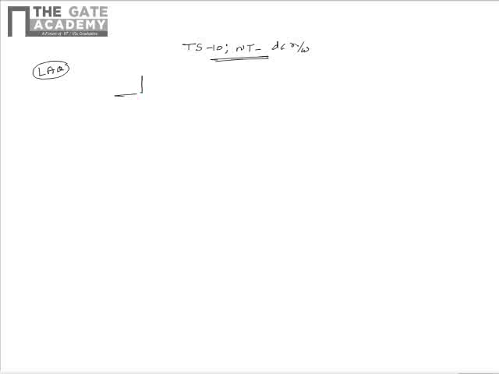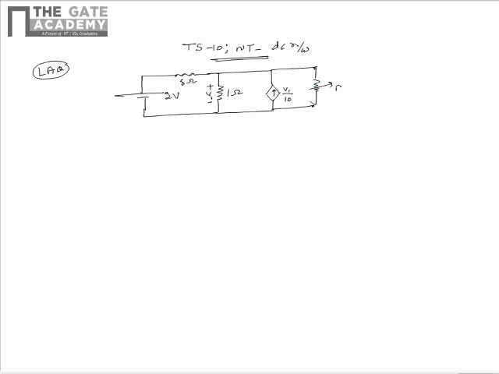As per the question, there is a DC network given as shown. It contains a 2 volts voltage source in series with a 5 ohm resistor. And this series combination is in parallel with a 1 ohm resistor, in parallel with which there is a dependent current source which carries a current of V1 by 10, and the drop across the 1 ohm resistor is V1. Across the terminals of the current source there is a resistor RL which is variable. We need to find the value of RL for maximum power transfer.